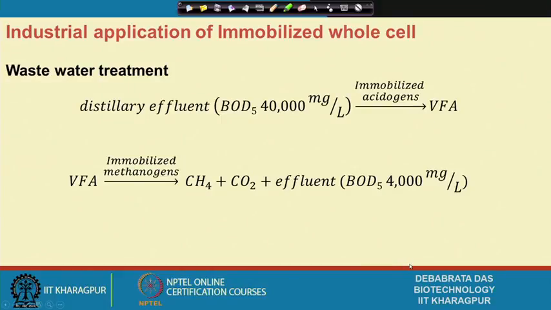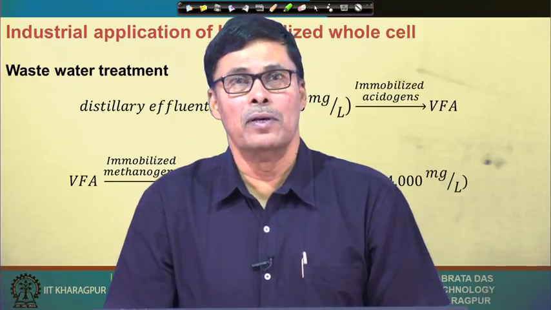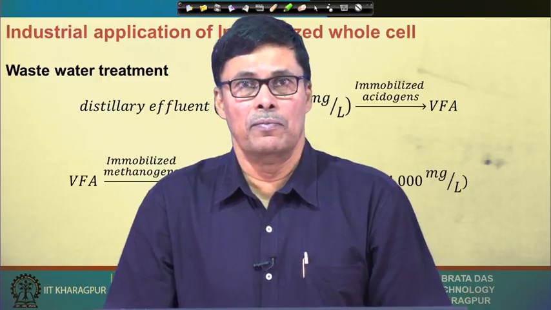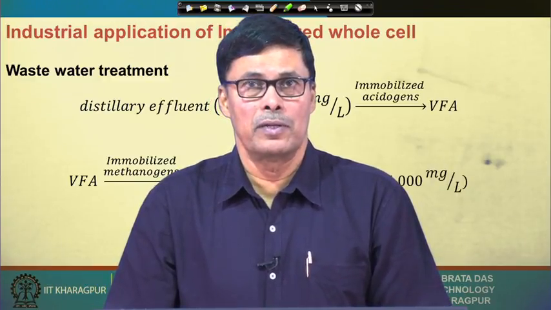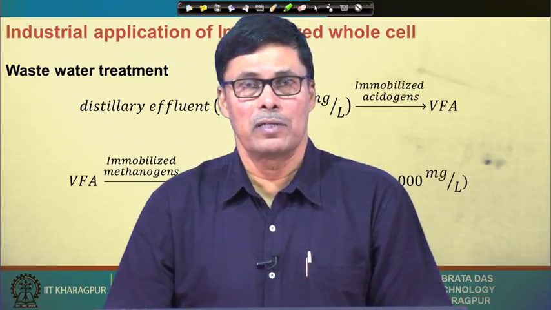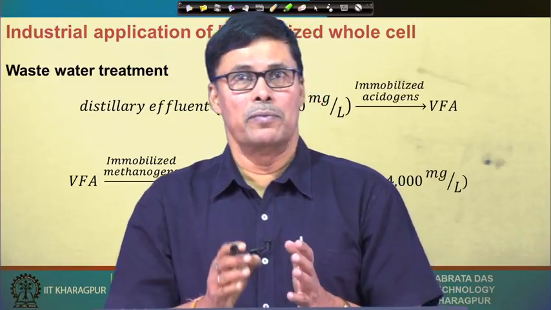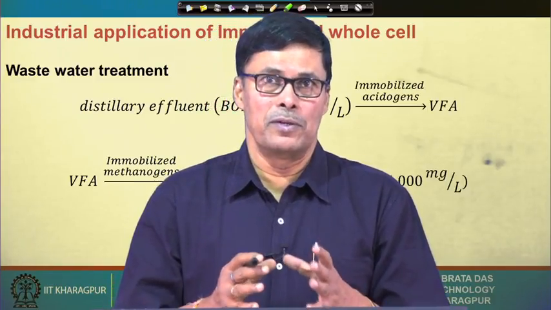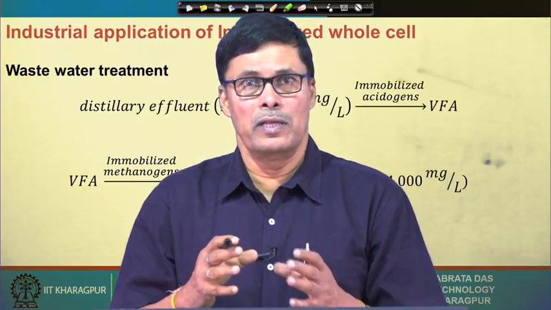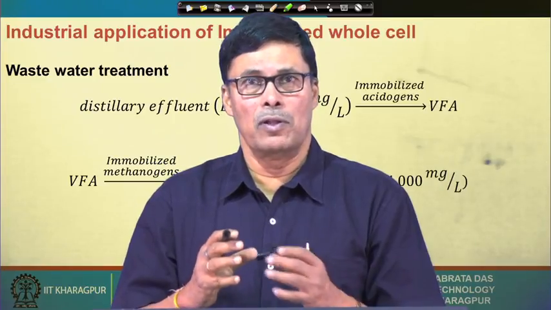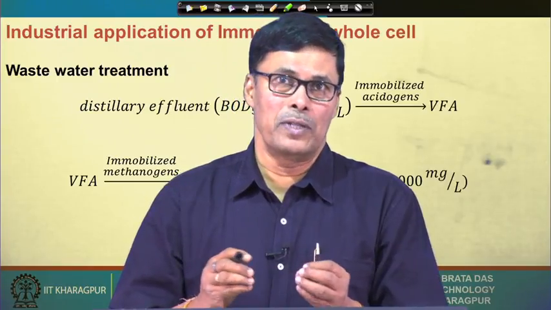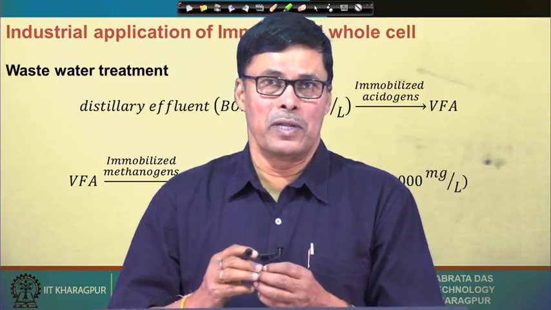Now, another very interesting application that we have is the wastewater treatment process. I was personally involved in this at IIT Delhi: the conversion of distillery effluent to methane and carbon dioxide. It is basically a two-stage process, one with acidogens, another with methanogens. We immobilized the cells in the polypropylene chloride solid matrix, and I shall show you what the solid matrix looks like, and also how it looks after the immobilization.